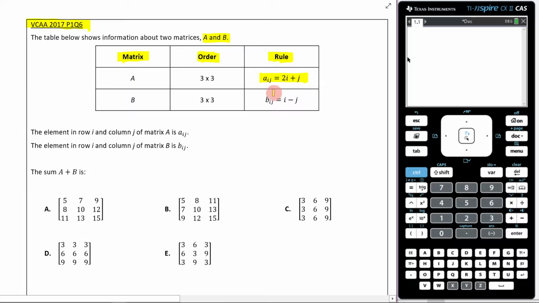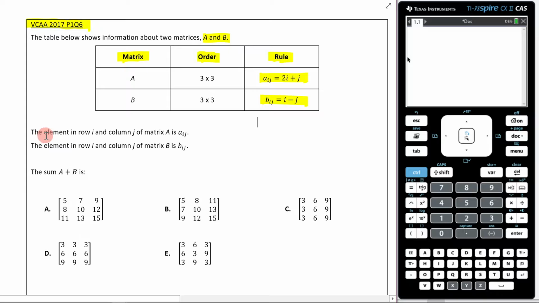So we've seen these types of rules before. Remember, what it's telling us is that in order to find each of the elements, you multiply the row number by 2, and then you add the column number. And over here, this means you'd subtract the row number from the column number.